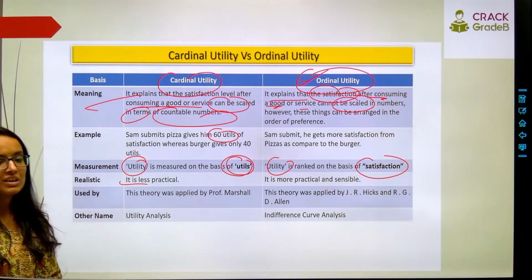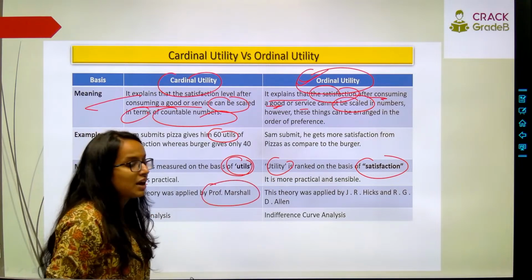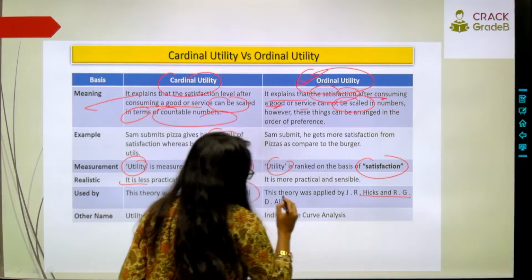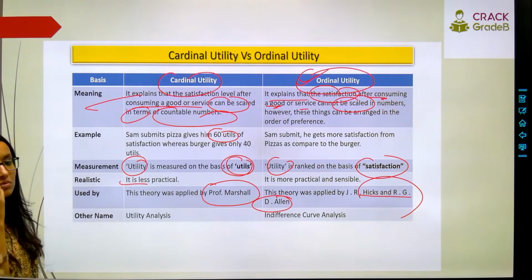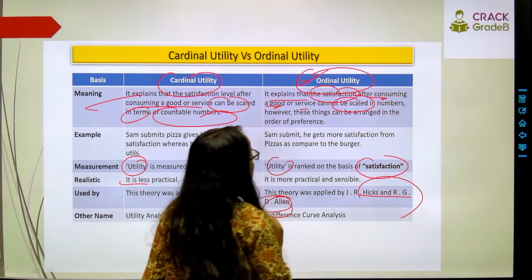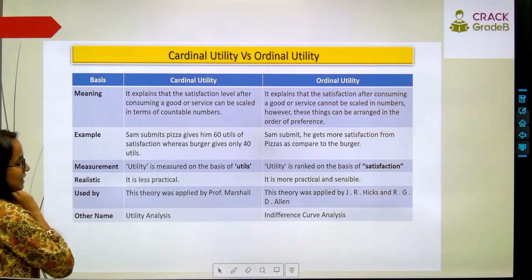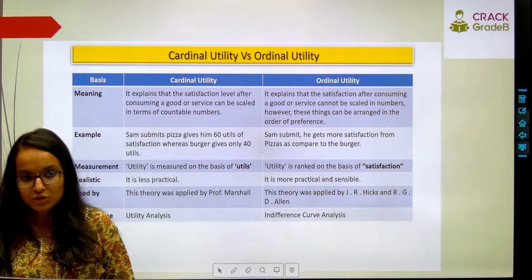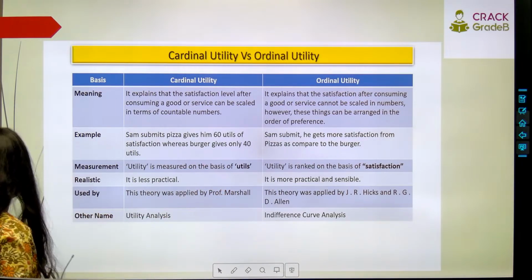There are certain proponents. For cardinal utility we have Professor Marshall, and for ordinal utility we have economists like J.R. Hicks, and then R.G.D. Allen. So remember these. Professor Marshall is a proponent of cardinal utility, while Professor Hicks and R.G.D. Allen are proponents of ordinal utility. So this is what we call utility analysis, and there are two kinds of utility. Yes, we can give ordinal utility: you can rank your satisfaction. I get this much satisfaction from this and that much from that.